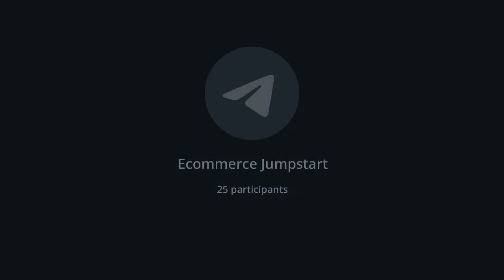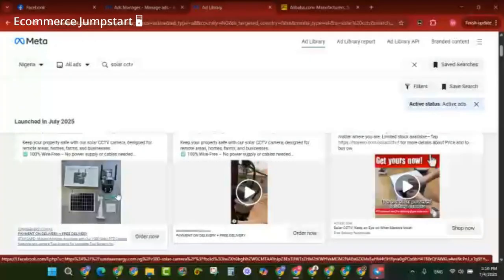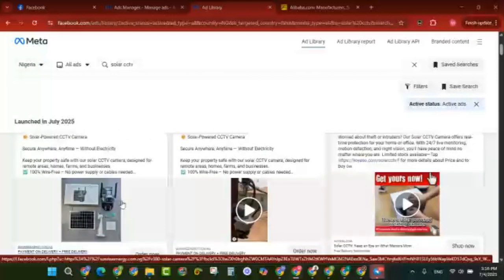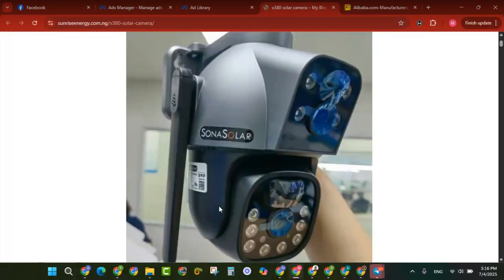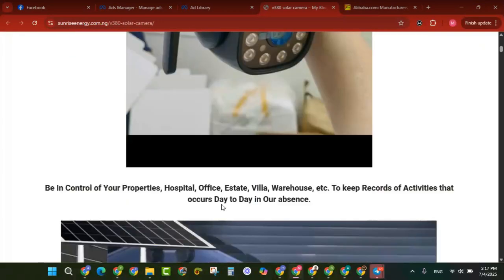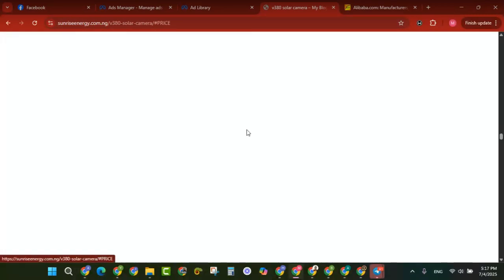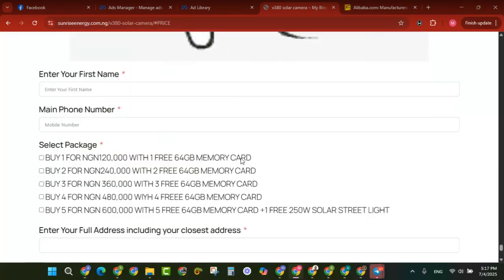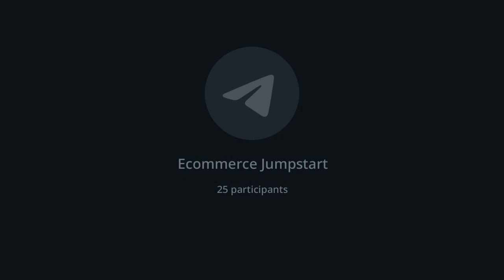Okay, this is it. Okay, let me check the price. They are selling it. This is not the exact one I saw before. But how much is this one sold? Okay, 120,000 naira. 120,000 naira with 64 gigabyte memory card.